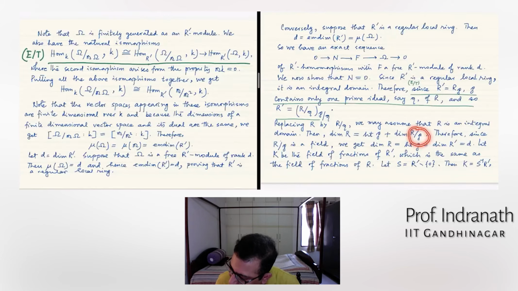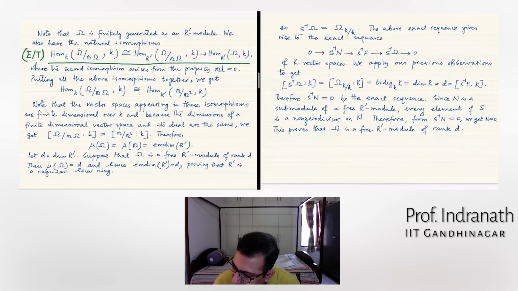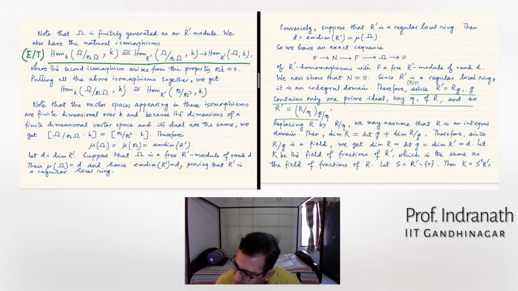So you have dimension of R is height of P, and that is dimension of R dash, and that is D. Now, if you take K to be the field of fractions of R dash, which is the same as the field of fractions of R, and if you take S to be R dash minus 0, then you have your K is this, and therefore, again, we are using that module of Kähler differentials under the localization. So therefore, your S inverse omega is going to be just this, because your K is this, okay?